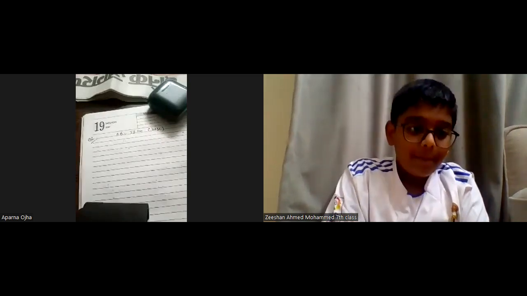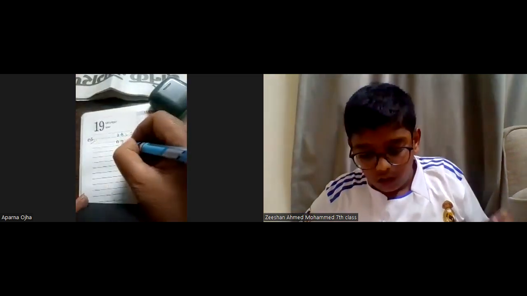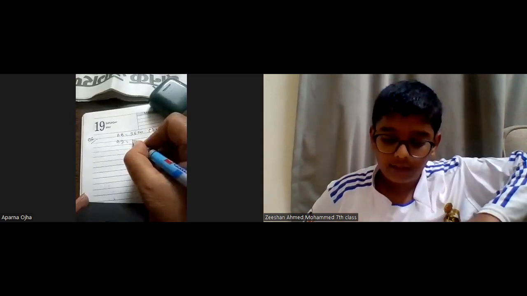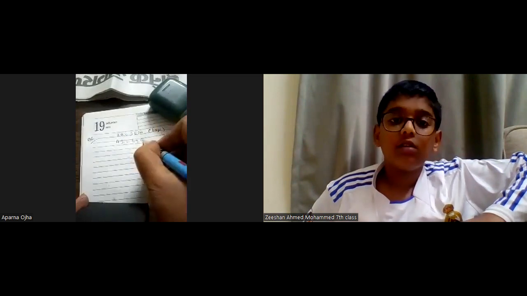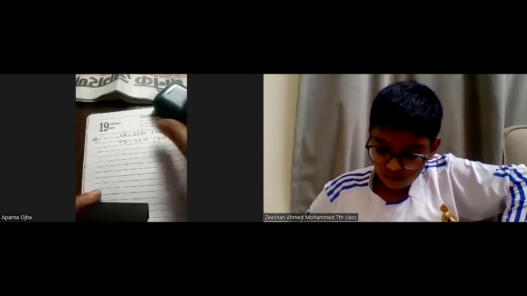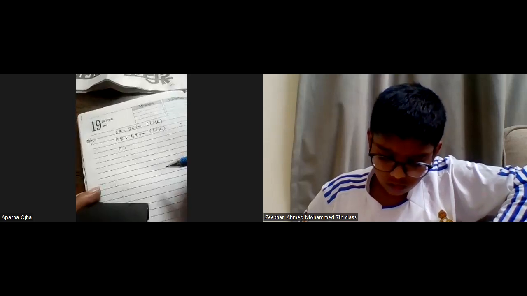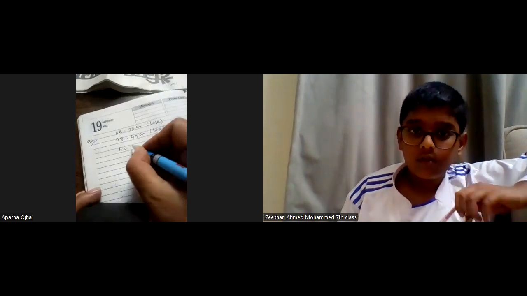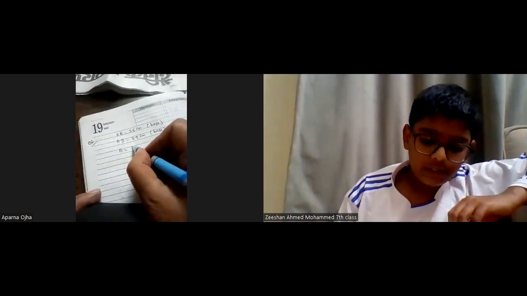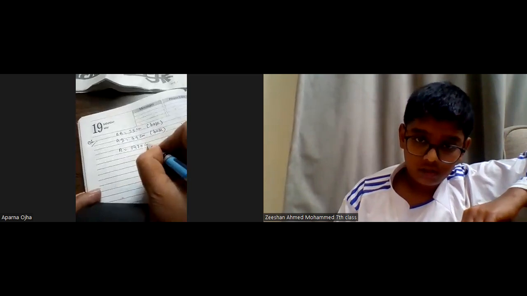Yes, Dishan, AB is given as 35. One more thing is given. What is that? AD is 49 centimeter, and this is also a base. One more thing is given. What is given in the question? Area. Good. How much area? 1470 square centimeter. Aisha, correct?